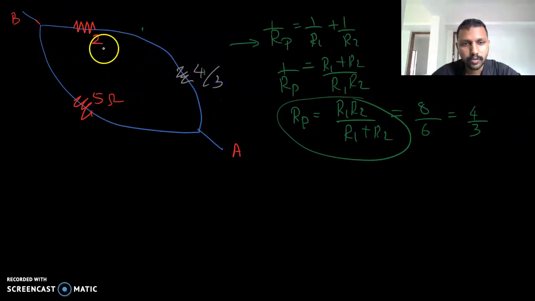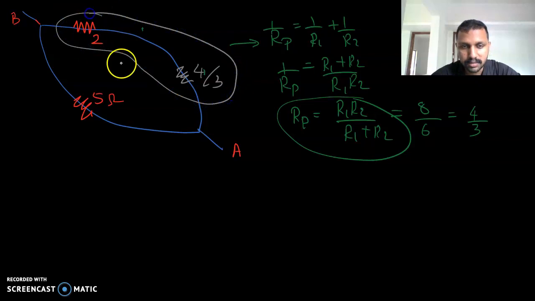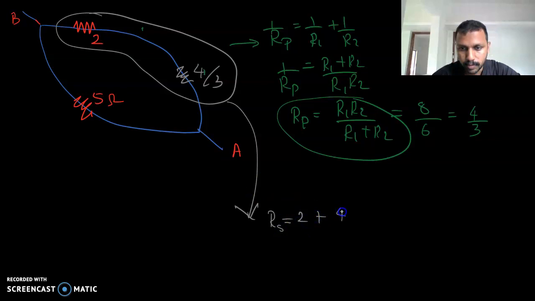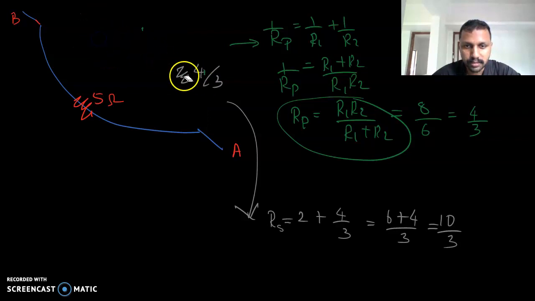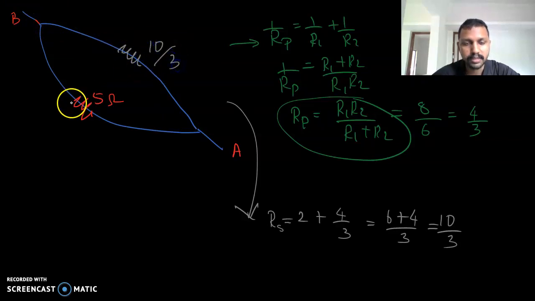Okay, now this 4 by 3 and 2, they are in series. If they are in series, the effective resistance Rs is equal to R1 plus R2, 2 plus 4 by 3, that is 6 plus 4 by 3, isn't it correct? Then 10 by 3. Okay, therefore I could replace these two resistors by a single resistor, which is 10 by 3. No need of taking reciprocal since it is Rs. Okay, then this circuit will become like this, and we will have a 10 by 3 resistor over here.